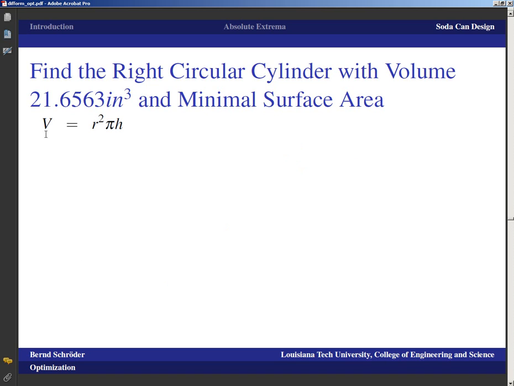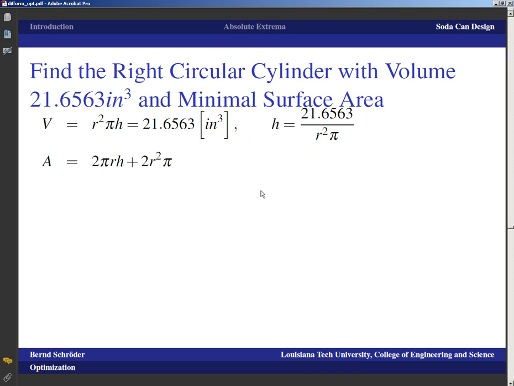And we're going to do that right here. The volume is r squared pi h, but it's also supposed to be 21.6563 cubic inches. And that means that our height is 21.6563 divided by r squared pi. I could have solved for either h or r and plugged that into the surface area formula, and I solved for h because that's going to make the computations a little bit simpler than they would be otherwise if I'd have to mess with square roots.